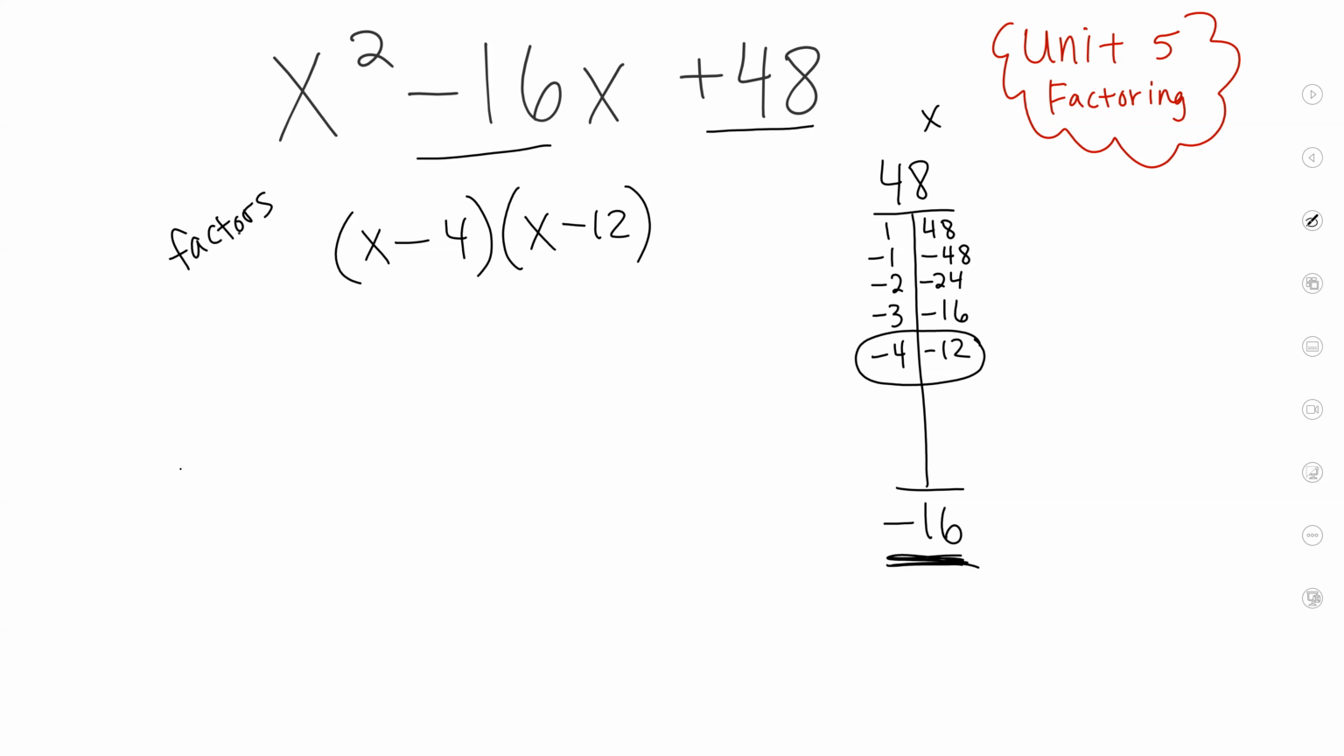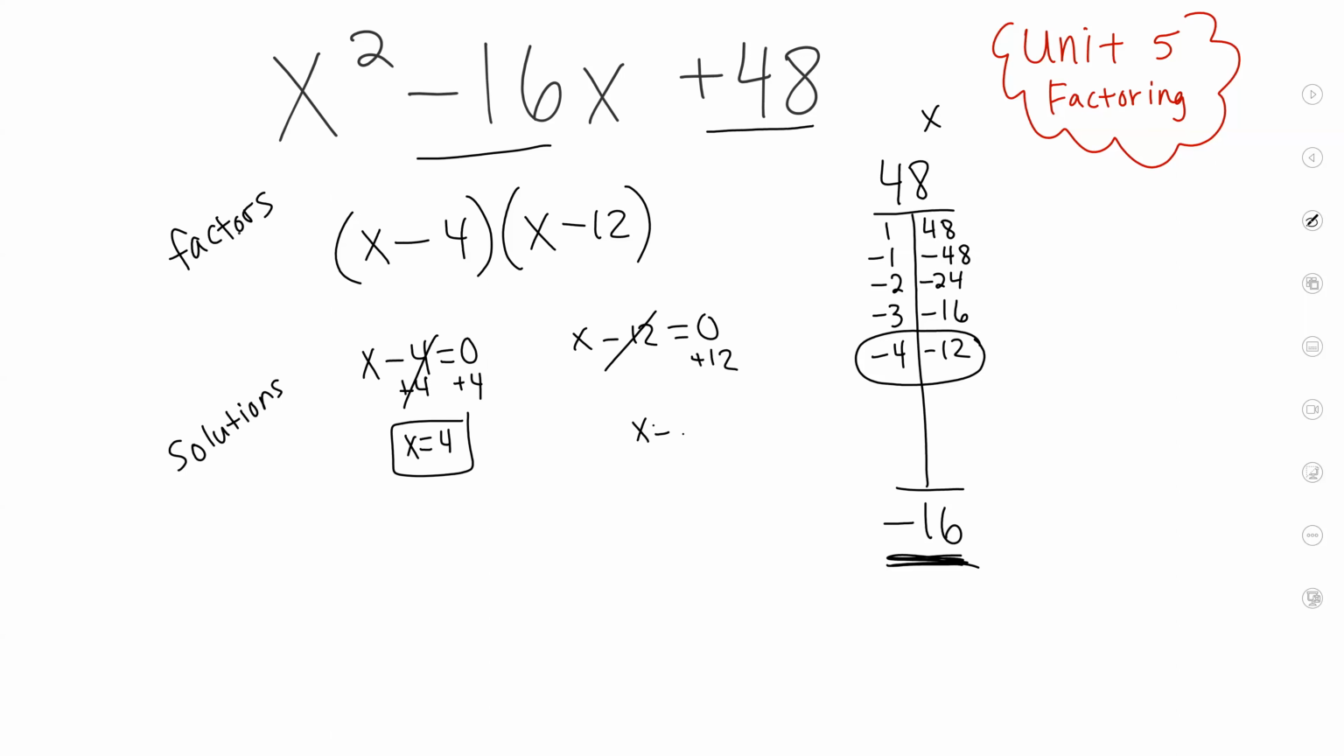Now, let's do the solutions. All I do to find the solutions is set my factors to 0. So set this factor to 0 and set this factor to 0, and then solve. So I can add 4 to both sides and I get x is 4. That is one solution. I can add 12 and I'll get my solution is 12. So these are my solutions and these are my factors.